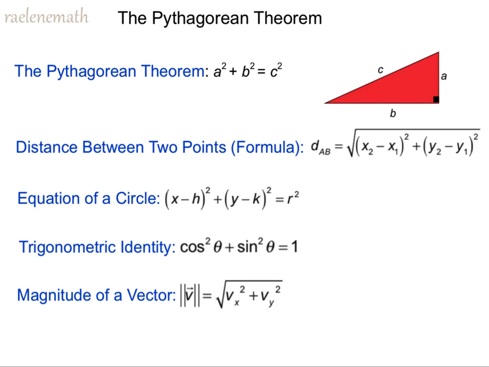The proof of the Pythagorean theorem boils down to finding areas of rectangles and squares. And now that we've proven it, we don't need to keep doing so in order to use the theorem. In the next 2 videos in the series, I will relate the Pythagorean theorem to the distance formula between 2 points in the Cartesian plane, as well as to the equation of a circle, the trigonometric identity cos squared theta plus sine squared theta equal to 1, and to the calculation of the magnitude of a vector.